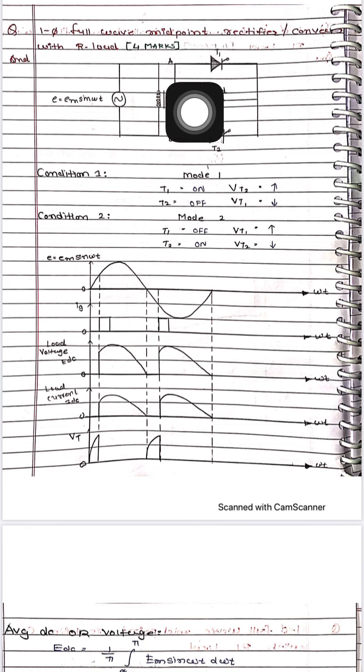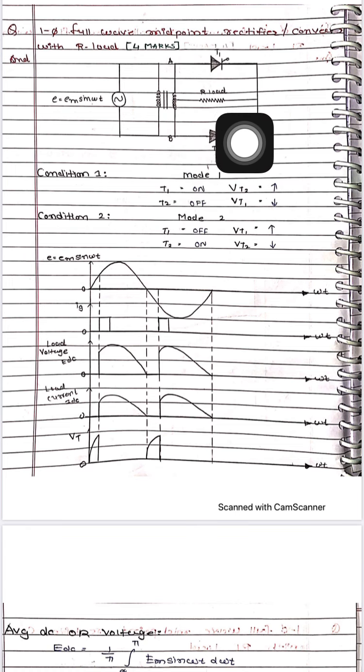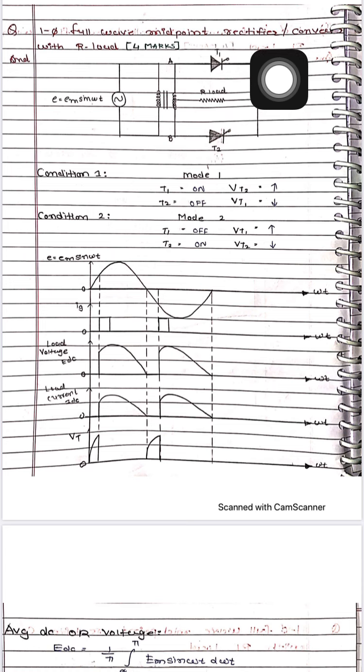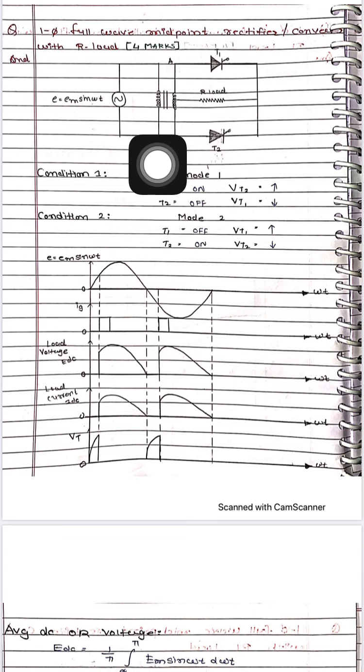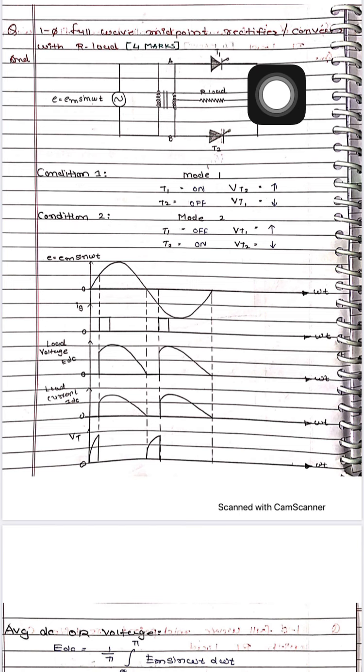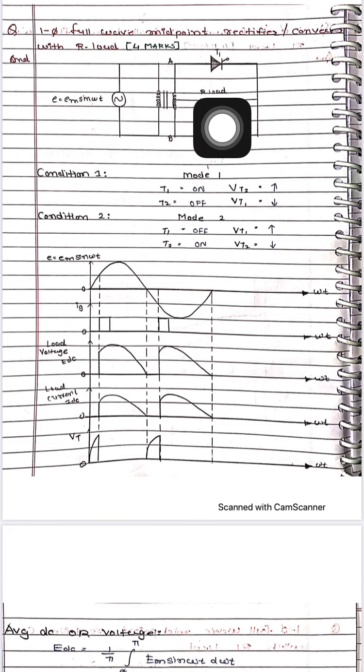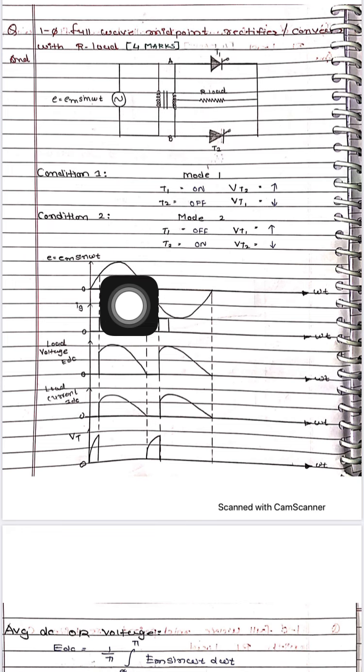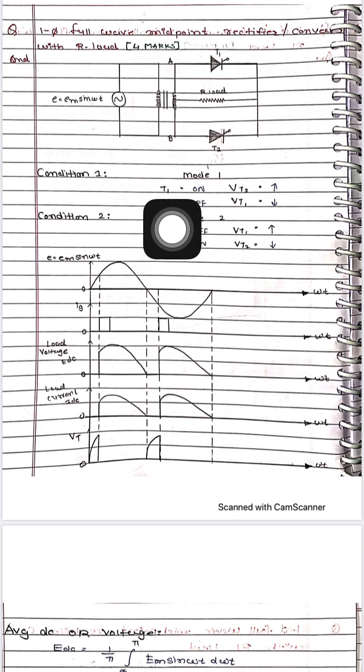So you can see the A and B terminals, that is, the terminals after the thyristors are connected. One cycle goes from the thyristor to the load, another cycle from point B to the load. So both currents enter the load from right side to left side. Okay, so condition 1, when T1 is on, what will happen?